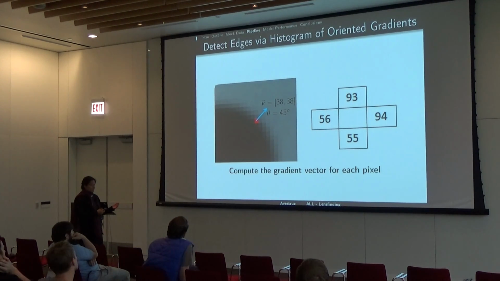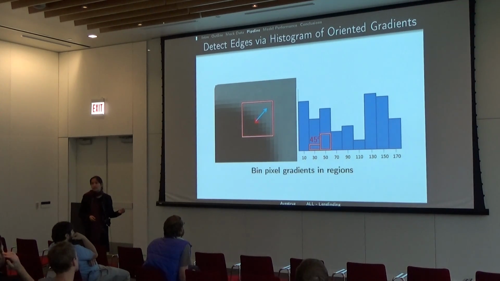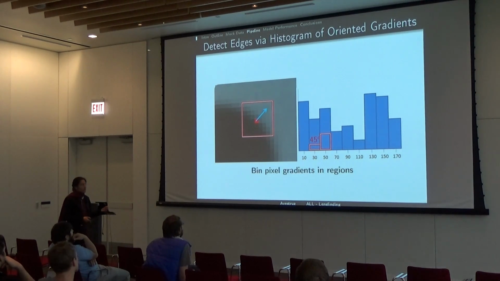So basically what we do is we compute a gradient vector for each pixel in our entire image. And within regions, we basically just bin the gradients within that region and create concatenated histograms. Now these histograms become our n-dimensional feature vectors. The features that we've extracted are these gradients, and there are as many features as there are bins times the number of regions we're binning.